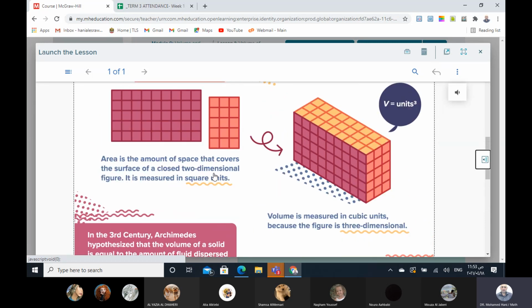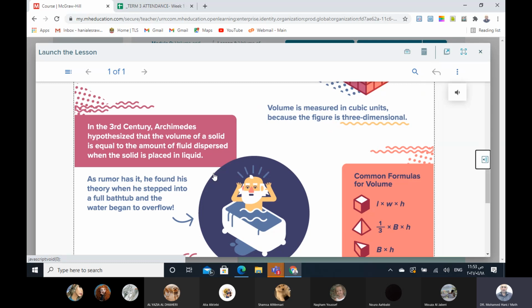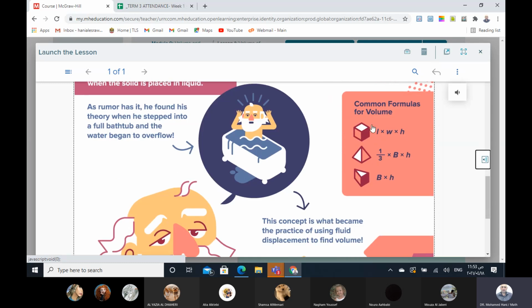So our lesson today is how to find the volume. If we have a rectangular prism, the volume will be length times width times height. If we have a pyramid like this, the volume will be 1/3 times the area of the base times the height. And when we have a rectangular prism, the volume will be the area of the base times the height. Continue with me, please.